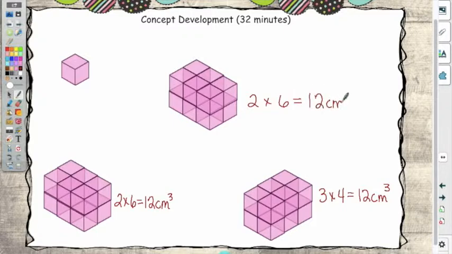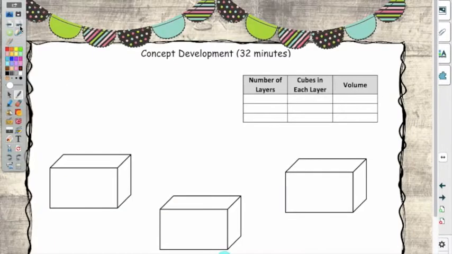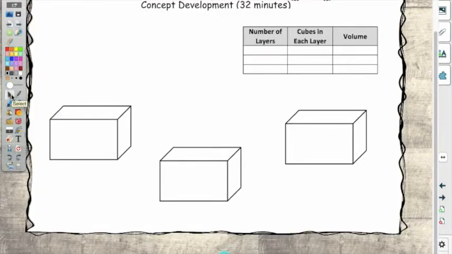12 cubic centimeters. Okay. So now what I want you to do, you're done with your cubes, so it's too late to sort colors. Okay. Let's go ahead and sort of draw what we just did. Think back in your mind, what was the first way we did it? We put 6 on the bottom, didn't we?